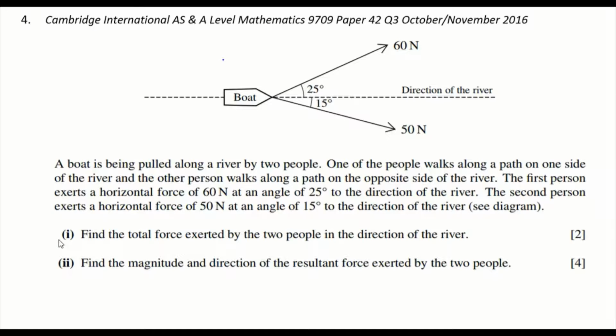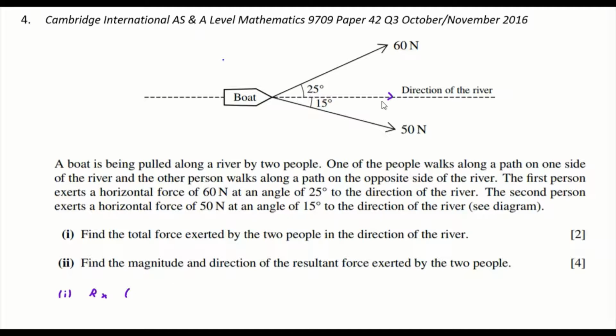Number 1, they want to find the total force applied by the two people in the direction of the river, which means the direction of the river is here. So what we need to do is just resolve it in the direction of the river. Then we add them together, or minus if needed, to find the total force. So to find the total force in the direction of the river, we want to find the force in the direction of x here, right? So that's why we are resolving it into the x-axis direction.